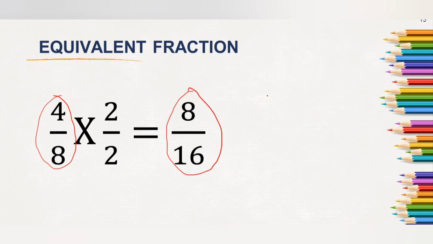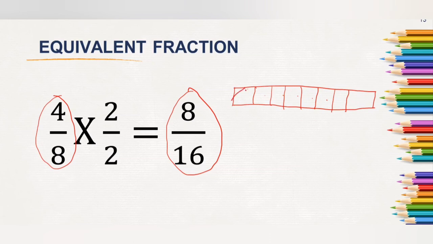See, again, we consider one chocolate bar. It will have 8 pieces. 1, 2, 3, 4, 5, 6, 7, 8. Out of 8 pieces, you will be getting 4 pieces. 1, 2, 3, 4. Yes, you got 4 pieces.